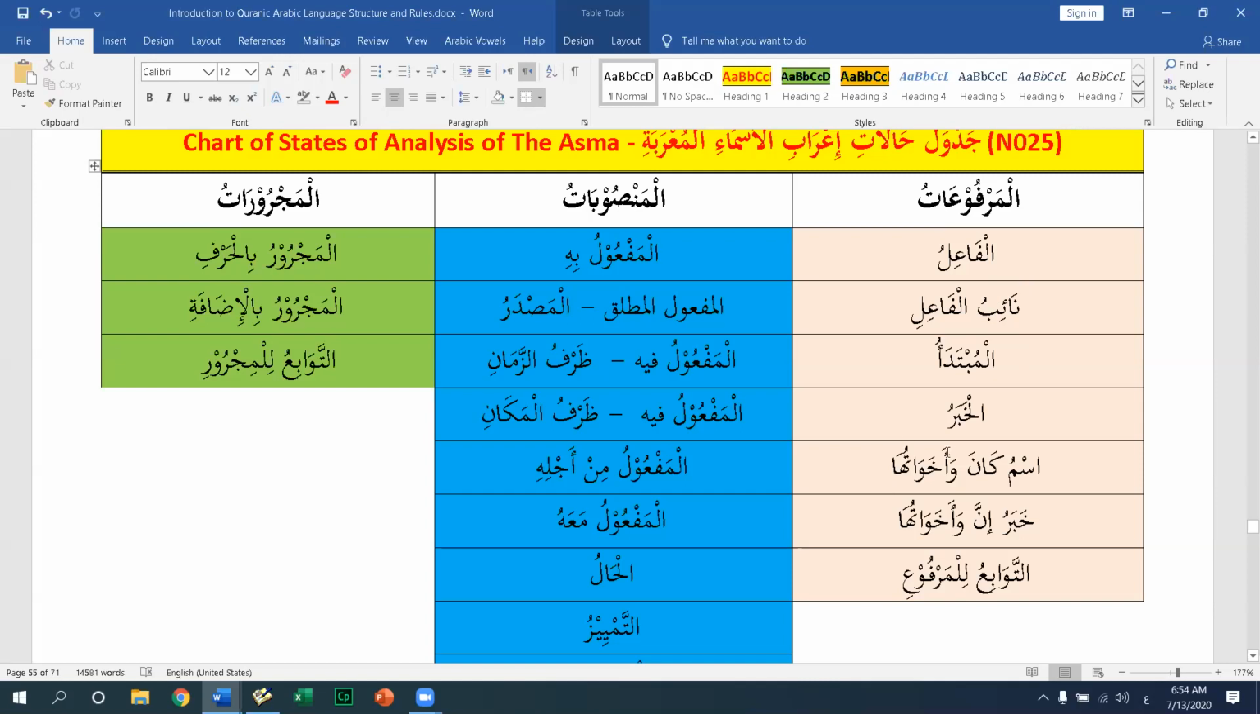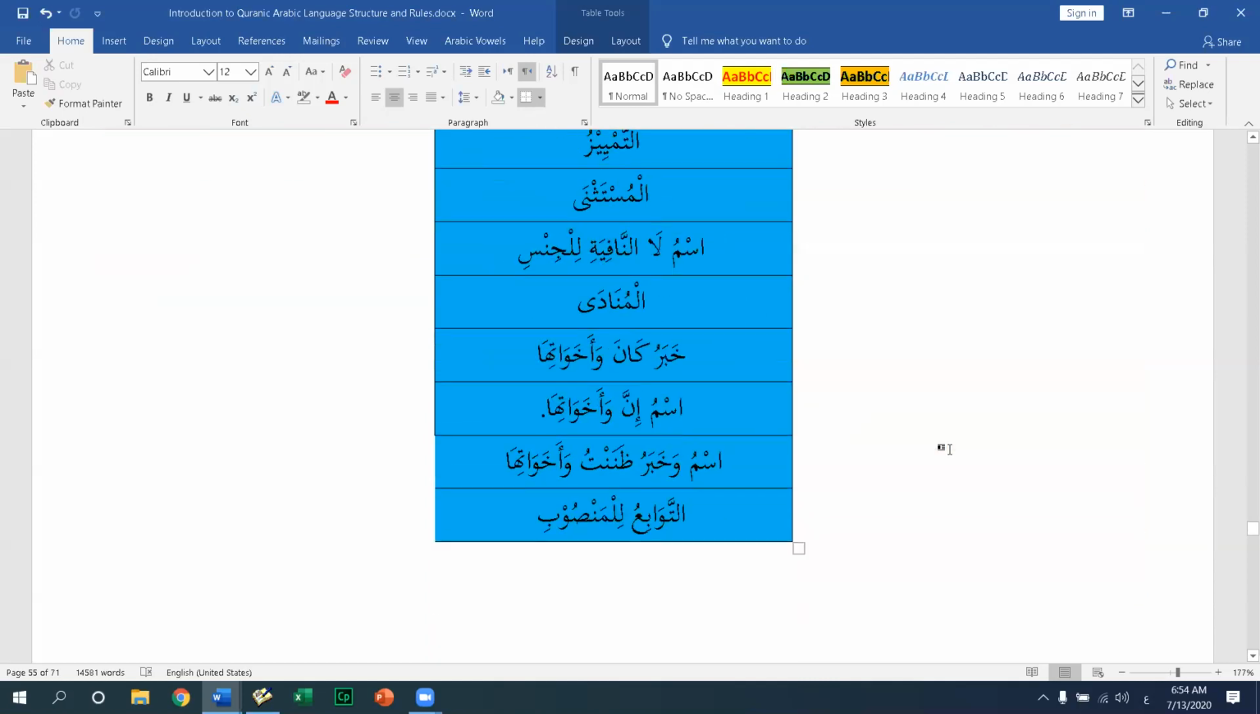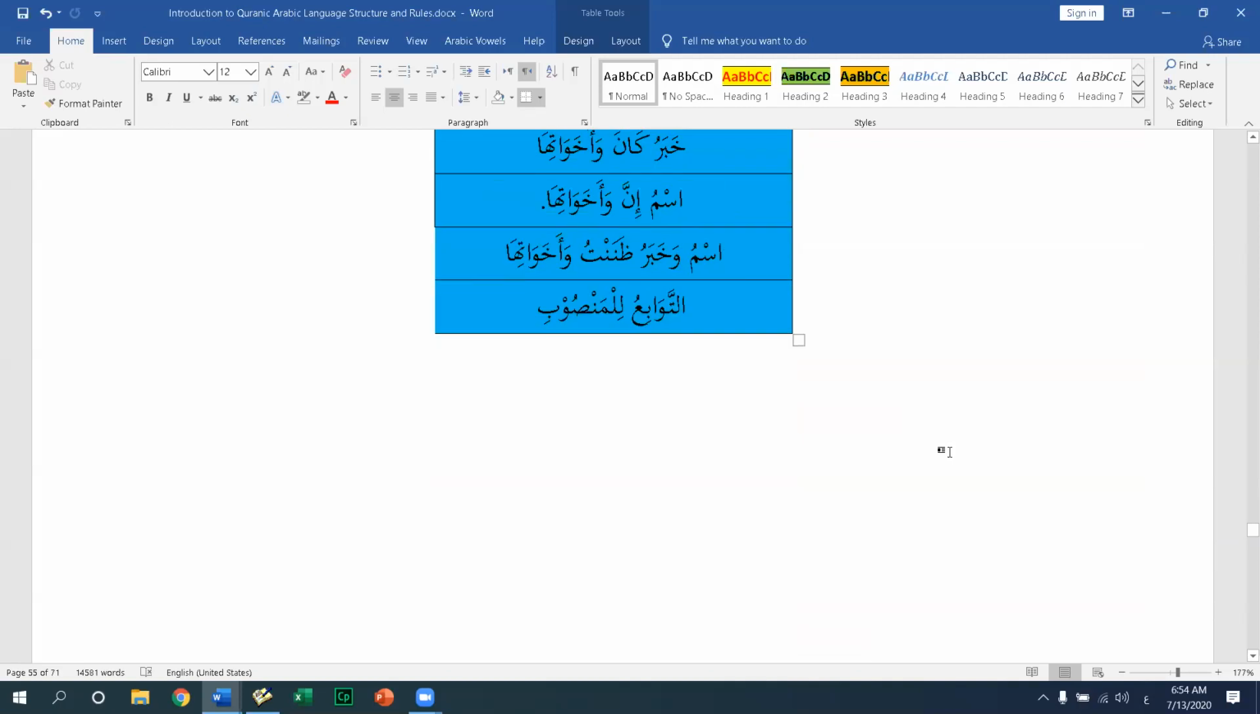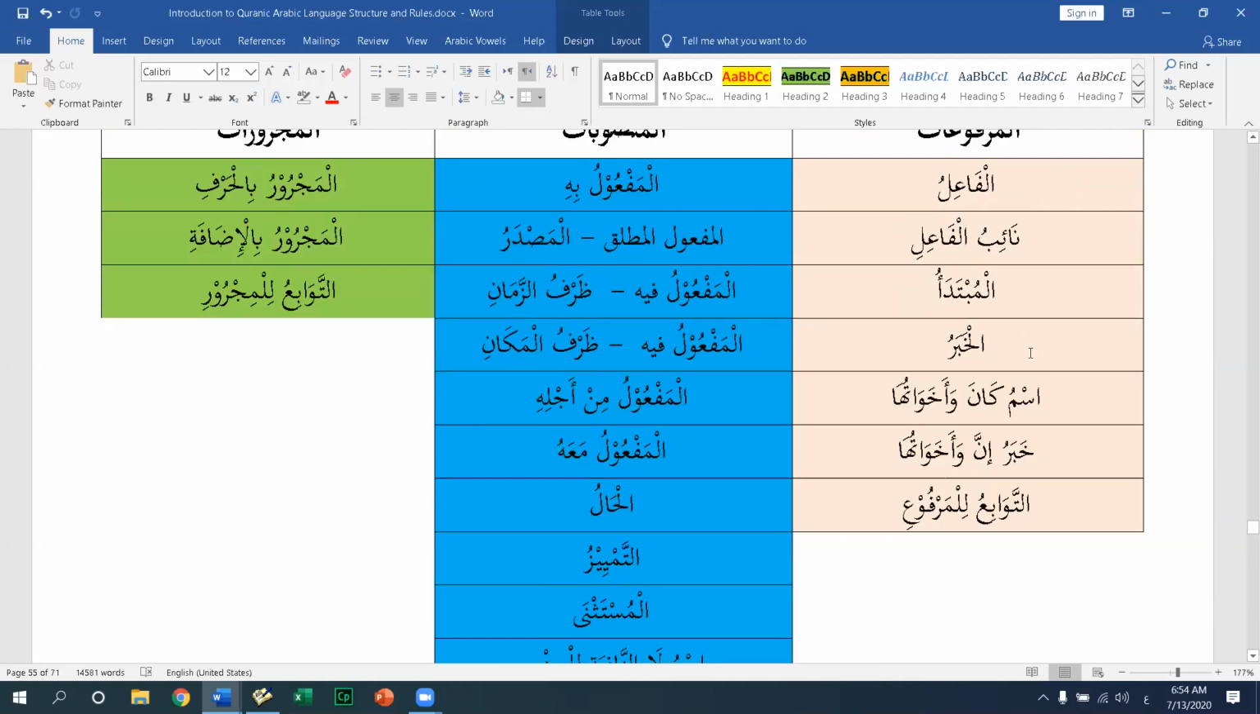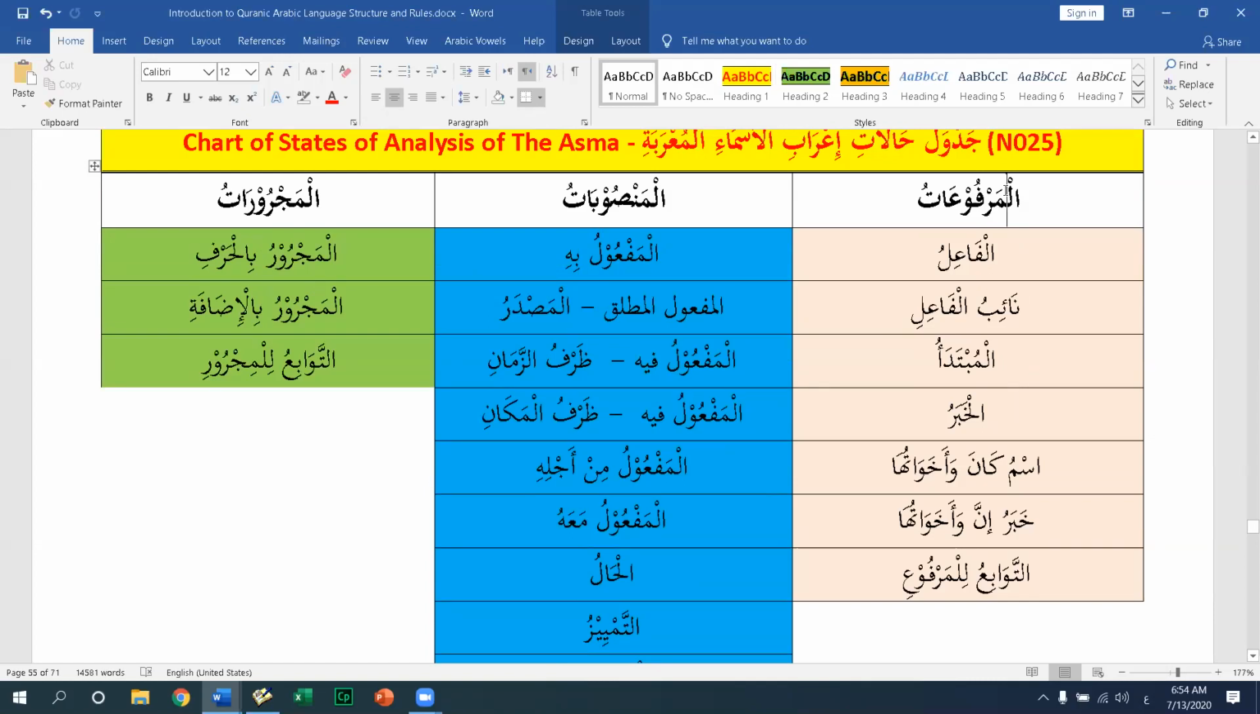So just quickly, going over the chart, we have 7 states in which the word is marfu'. By default, by the way, يكون الاسم مرفوعا. And you need a reason to make it mansub or majrur. But also there are certain reasons that make it marfu'. For example, when you have a verbal sentence and you have a fa'il, the fa'il is marfu'.